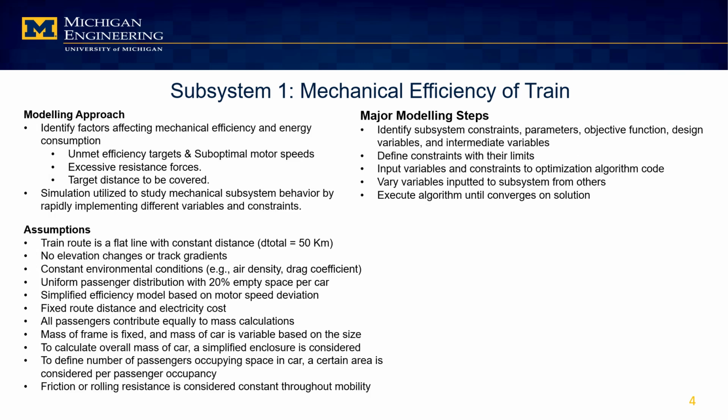We have considered assumptions for simplification of our problem, such as the constant mass of car frame for all car sizes, along with constant environmental and material properties. Here we define number of passengers, their average mass, and space they occupy, all contributing to the total resistance force driven by the train.